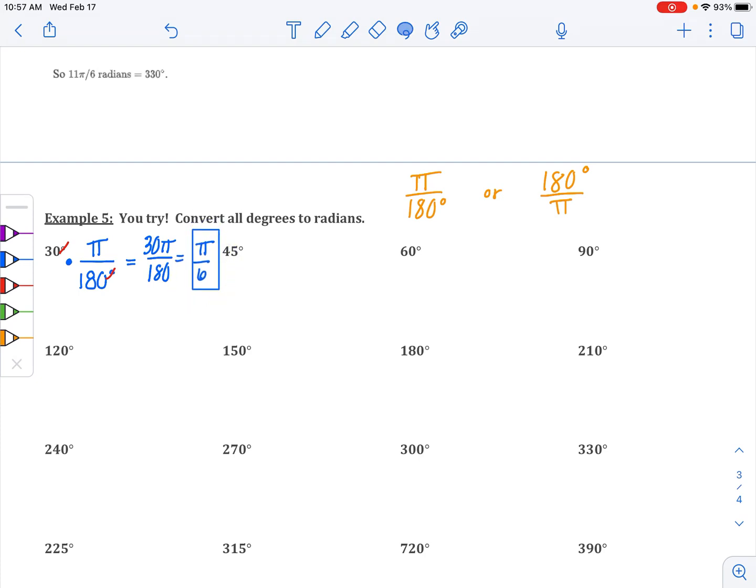Let's try another random one. I'm going to do 300 degrees. I'm going to multiply by one of those conversions. Because degree is on top, I need to put degree on the bottom. That means I'm using the first conversion. When I multiply across, my degrees will cancel. I'm going to simplify. I would have 300 pi over 180, which is really 5 pi over 3.